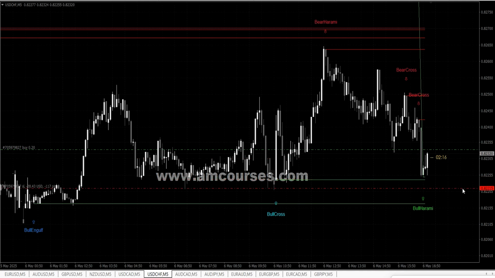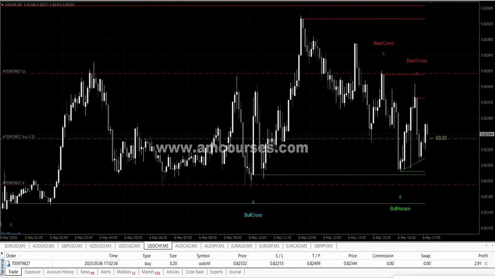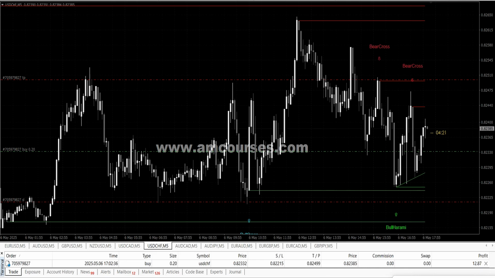This setup is a great example of how simple and effective price action trading can be. The bull Harami pattern shows a shift in momentum from sellers to buyers, and since it formed right at a support level, it becomes a high probability signal. Stop loss is placed just below the previous swing low, giving our trade room to breathe. Take profit is set at the next visible resistance level, which is a logical place where price may slow down or reverse. This kind of structure keeps our risk under control while allowing for solid reward potential.